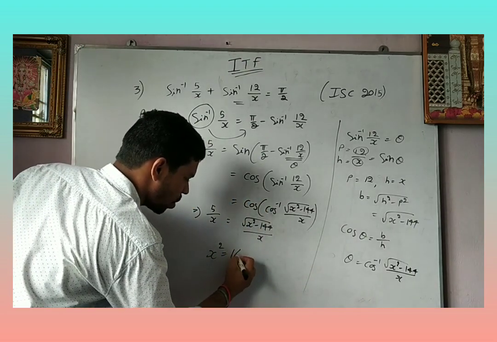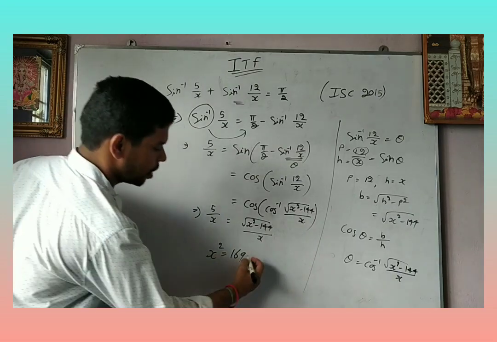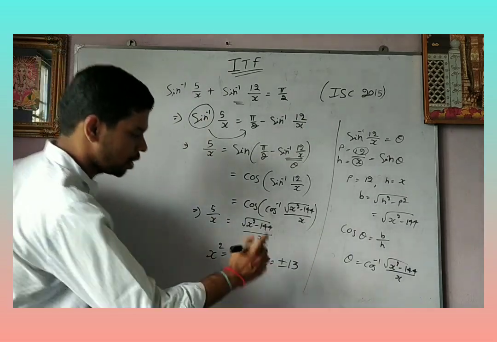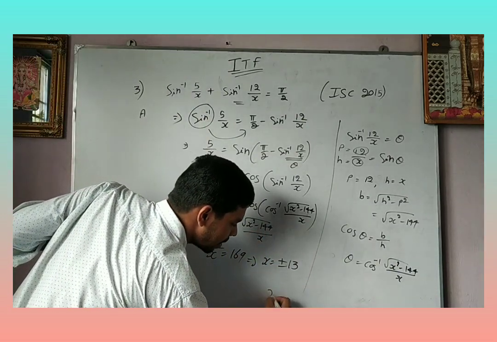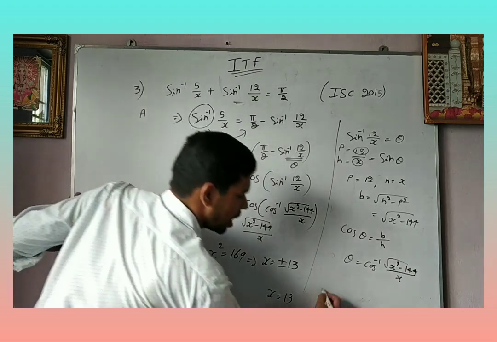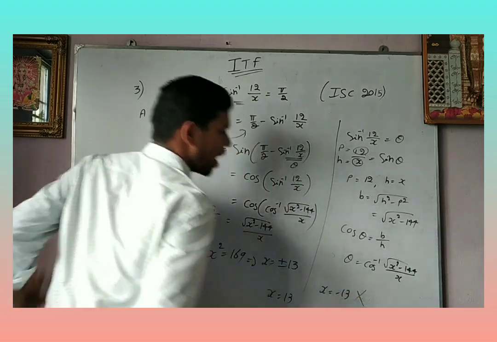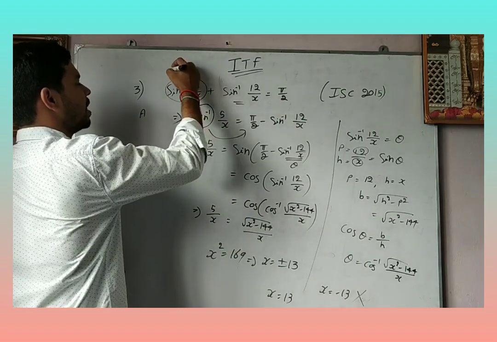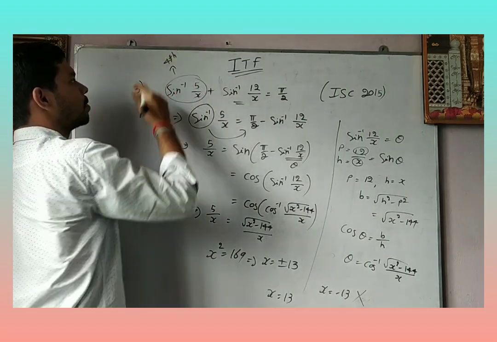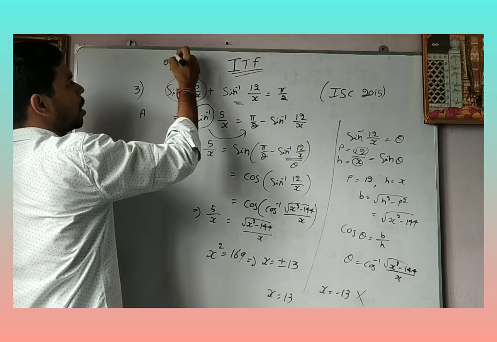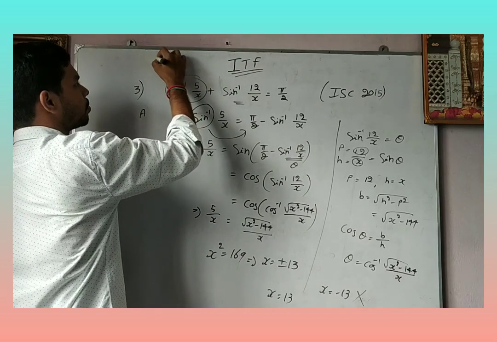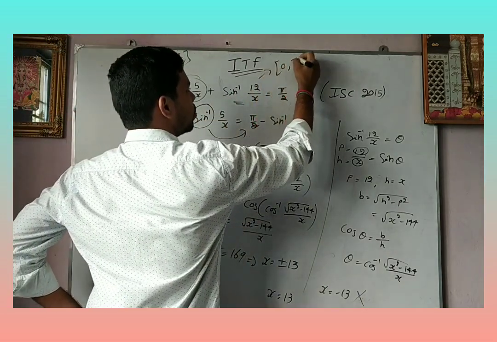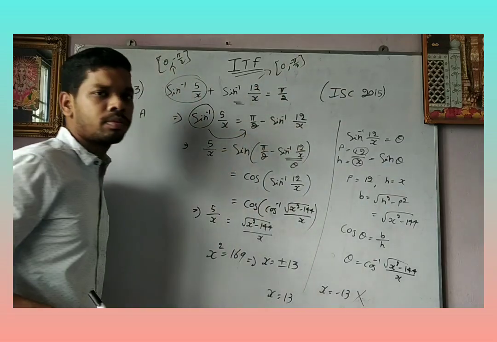You will get x square equal to 169 after solving, and x equal to, we know that, plus or minus 13. But the answer is only x equal to 13. X equal to minus 13 is not possible. Why? If you put minus 13 here, it is negative. It gives a fourth quadrant angle, or negative 0 to minus pi by 2. Here also negative. It gives an angle 0 to minus pi by 2.